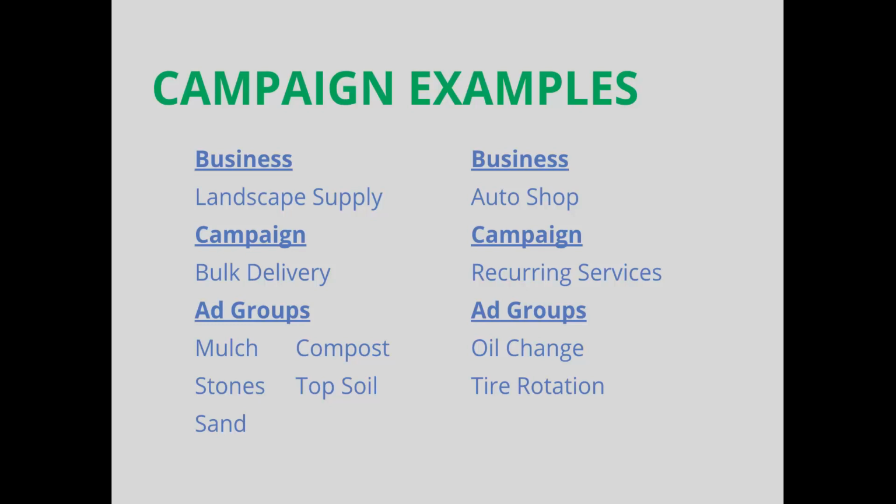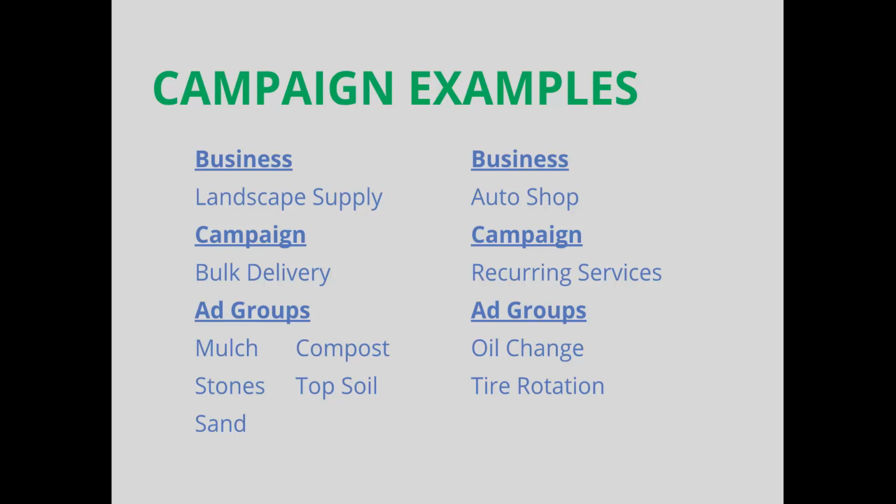They might create a campaign for bulk delivery, especially in the spring season, right after winter when people are beginning to tend to their lawns and their gardens. And you might divide up that campaign into ad groups based around the individual products that they sell. So mulch, stones, sand, compost, and topsoil.